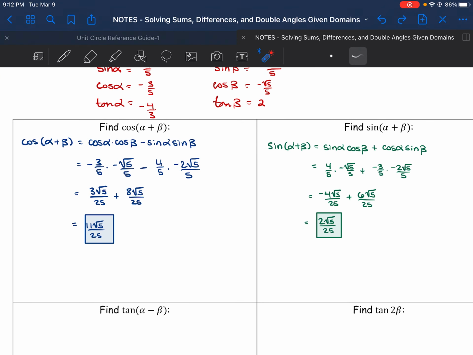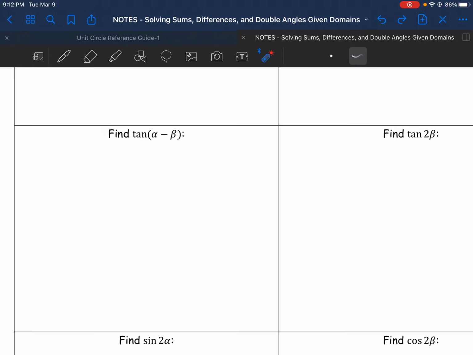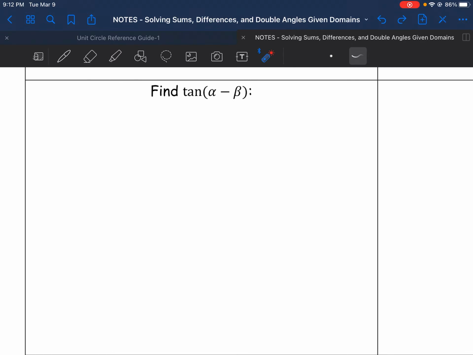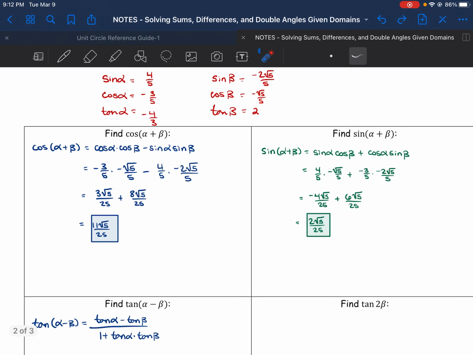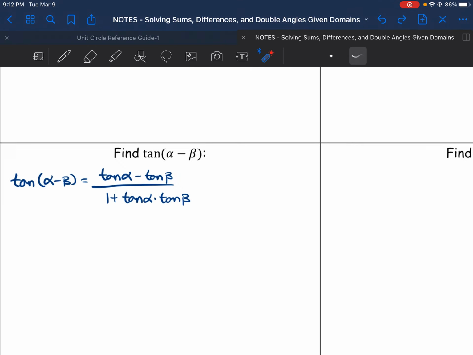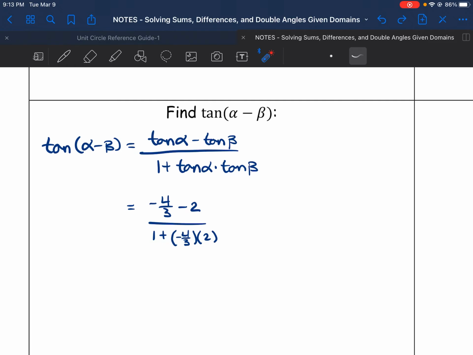Okay. Next, let's do a difference formula calculation. We want to find tangent of alpha minus beta. Well, following the formula for tangent subtraction, that's going to be tangent alpha minus tangent beta divided by 1 plus tangent alpha times tangent beta. Well, again, following the pieces that we found on the front page, we know tangent alpha is -4/3, and we know tangent beta is 2. So let's plug in those values here. So -4/3 for tangent alpha, minus 2, which is tangent beta, divided by 1 plus -4/3 times 2.